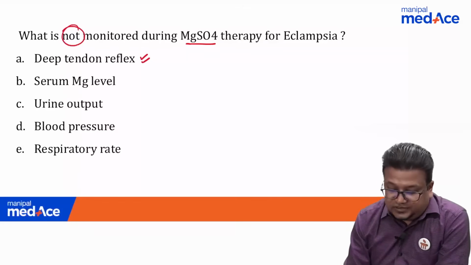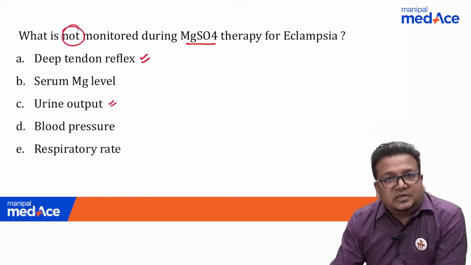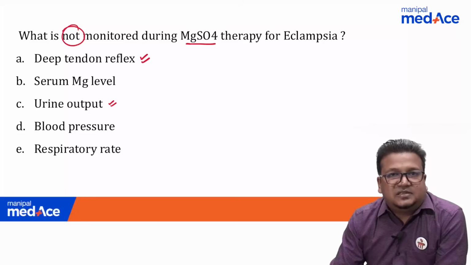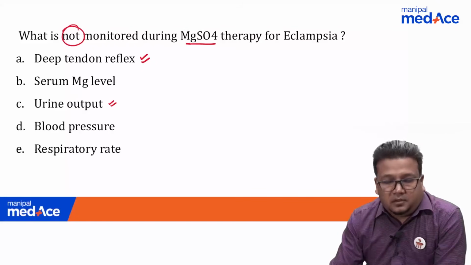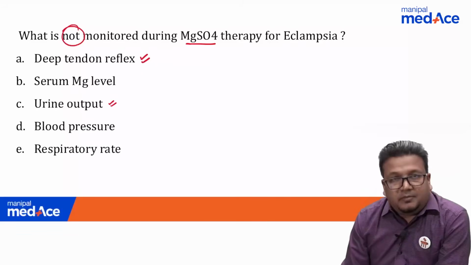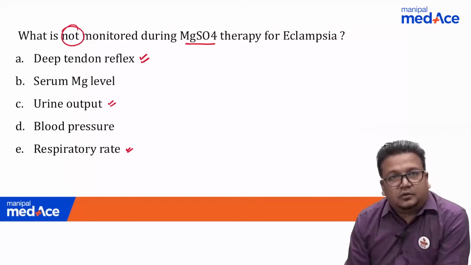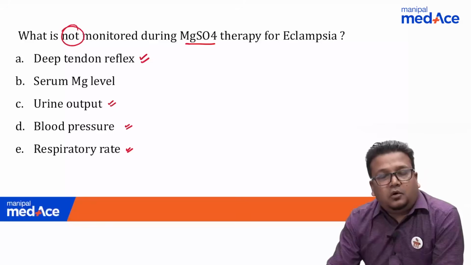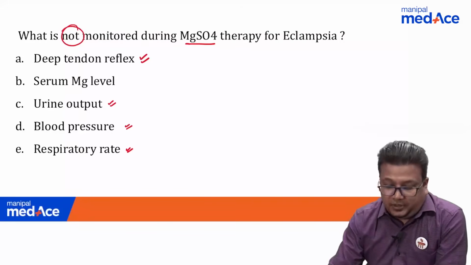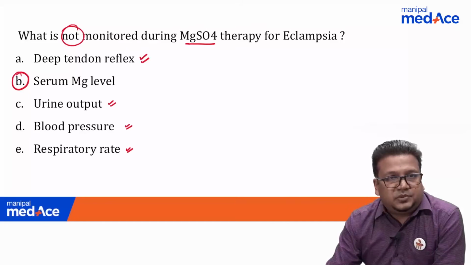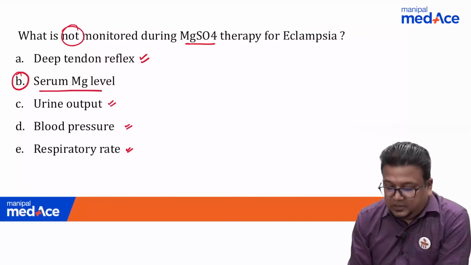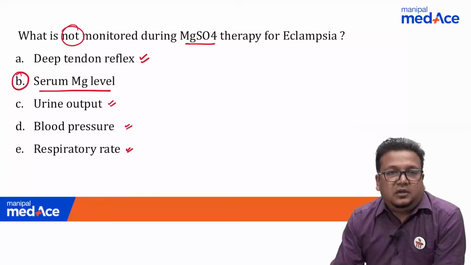Magnesium sulfate can cause diuresis, and if the urine output decreases, then even magnesium clearance can be affected. So you will have to maintain a chart of the urine output. Magnesium sulfate can cause respiratory depression, it can cause cardiac arrest. So respiratory rate, BP, all these parameters will be normally monitored. Serum magnesium level is something which is not usually monitored. Only when there is a confirmed suspicion or high grade suspicion of magnesium toxicity, then we take serum magnesium levels. So out of the given options, this will be the best answer, which is not routinely monitored.